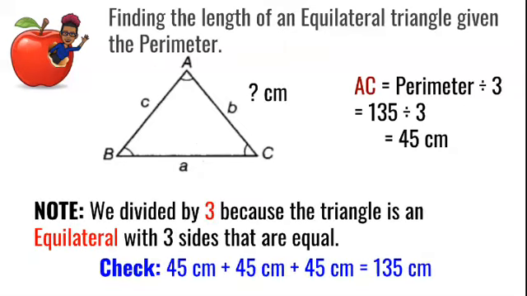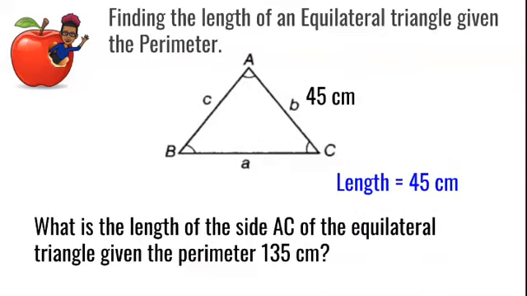So those are the 3 sides. Now to check whether our answer is correct, we can add our sides. So find the sum of the 3 sides. So 45 centimeters plus 45 centimeters plus 45 centimeters, we would get our 135 centimeters, which is our perimeter or our distance around. So the answer to our question, length, is equal to 45 centimeters.